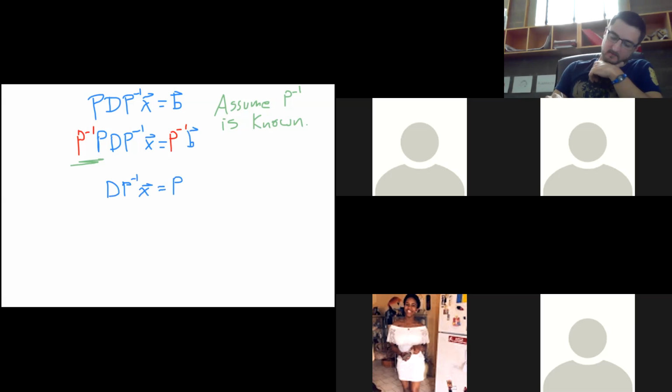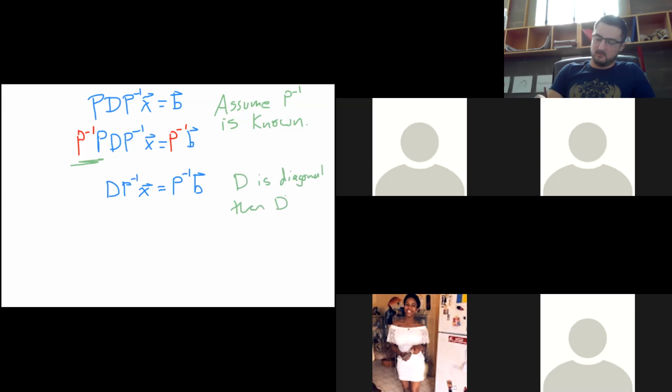So then I have, now that this diagonal matrix, D, times the inverse of P times the vector X is equal to the stuff on the right-hand side. Now there's also this nice property that if D is diagonal, then the inverse of that diagonal matrix is super easy to calculate. In fact, there's not really much to calculate. I can already tell what the form is.